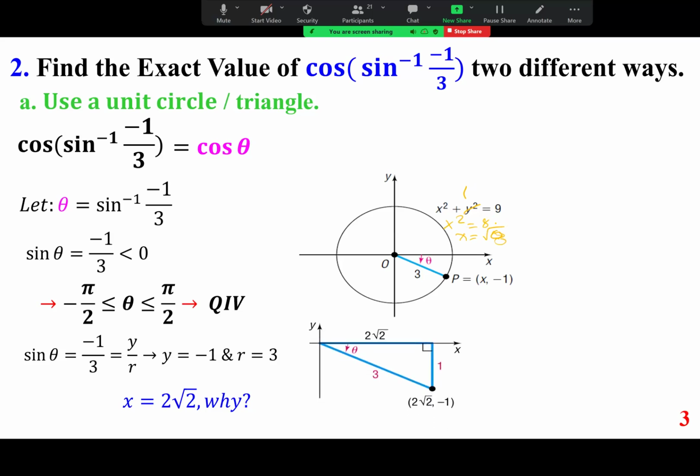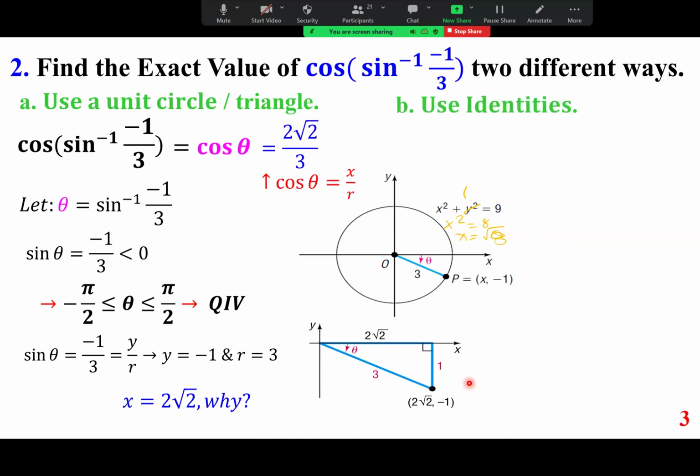So looking at this, we have r, and by the way, r is of course always positive. We have the y, again, the distance is 1, but it's negative here, and this is x coordinate 2 square root of 2. As you know, cosine is x over r, so 2 square root of 2 over 3.